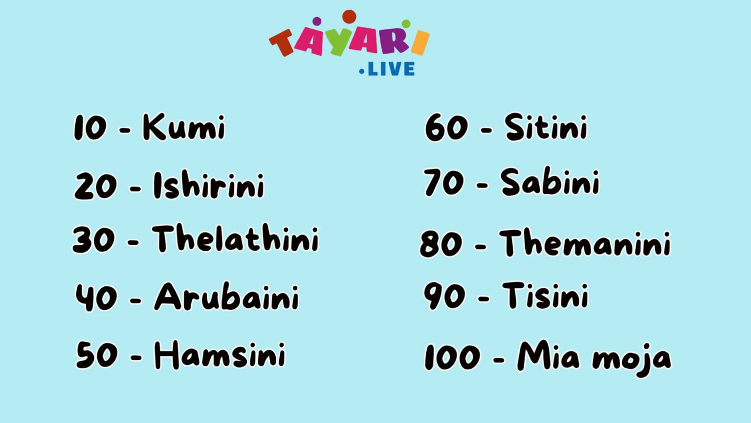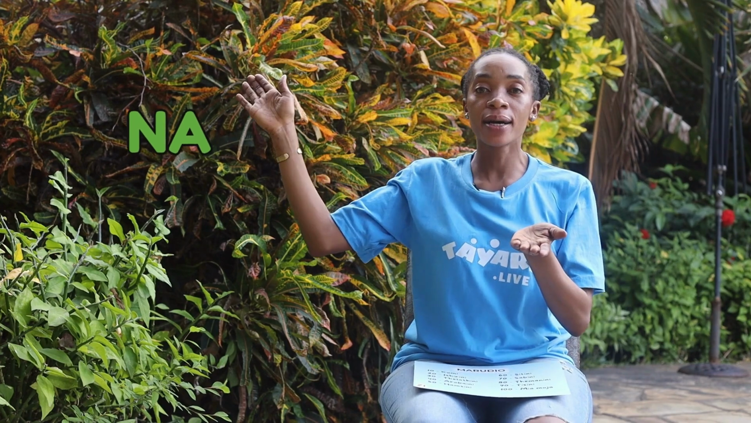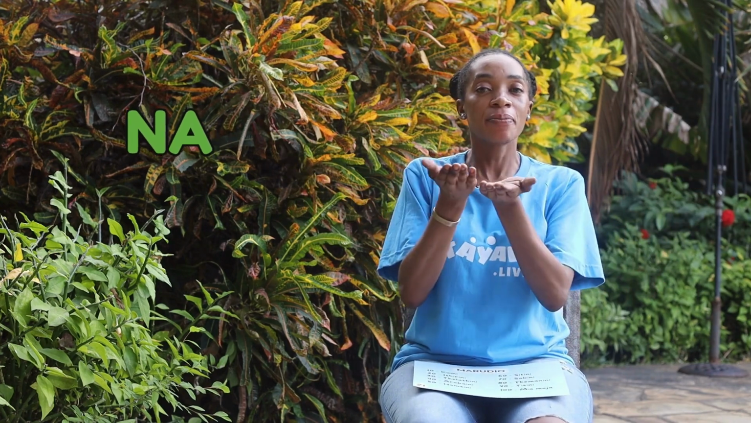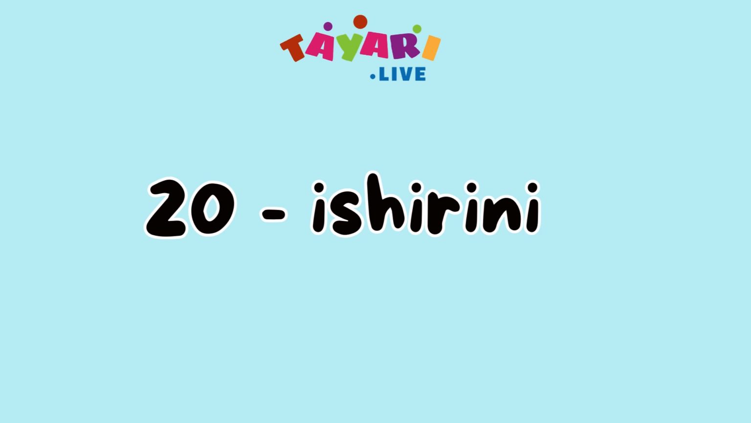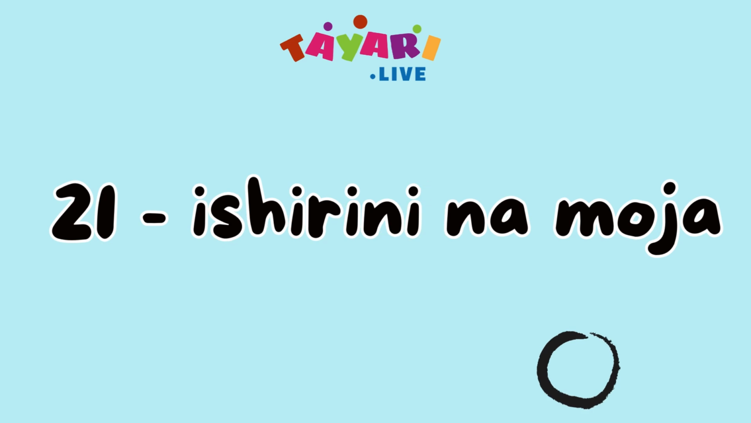Correct. Mia moja. So you remember, if you want to say your double-digit Swahili numbers, remember to put the word na. You take the first number and the second number and remember to put this word na. So in case we want to say 21, remember 20 is ishirini and 1 is moja. Kwa hivyo unasema ishirini na moja. Yes, now you're getting it.